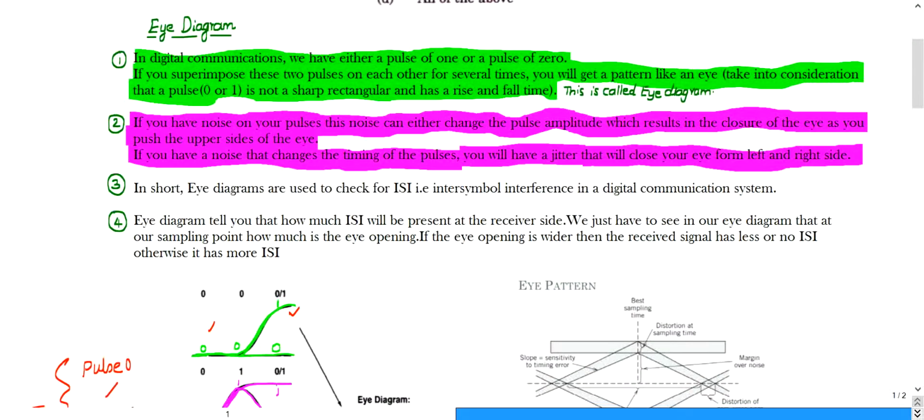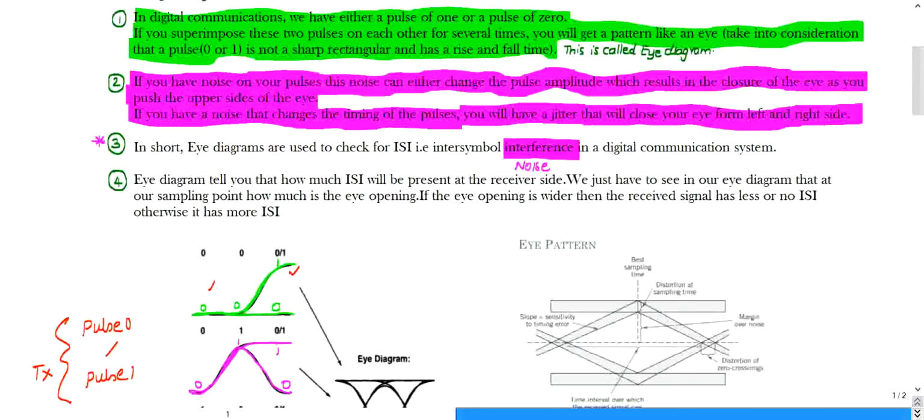So by this you can say that noise of the received pulse can be detected with the help of an eye diagram. Then let us come to point number 3. In short, eye diagrams are used to check for ISI. ISI is like some kind of noise, intersymbol interference. It is also a kind of interference. Interference means noise. This we'll see in detail when we go for regular communication classes. So as of now just remember that this is a kind of noise. Even an eye diagram can be useful to detect ISI, meaning noise in digital communication systems.